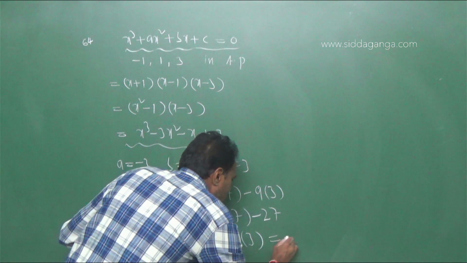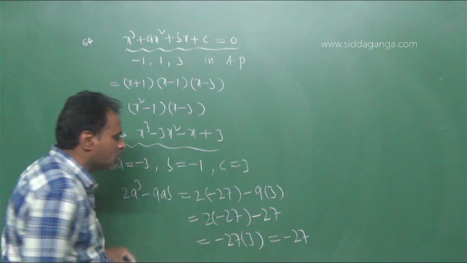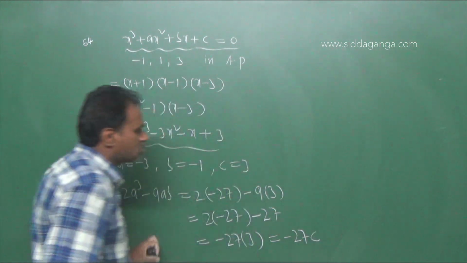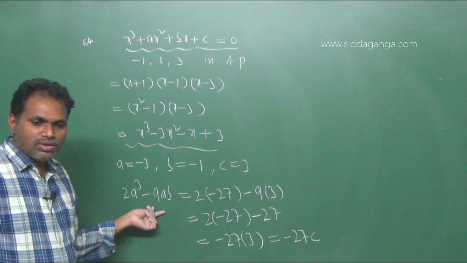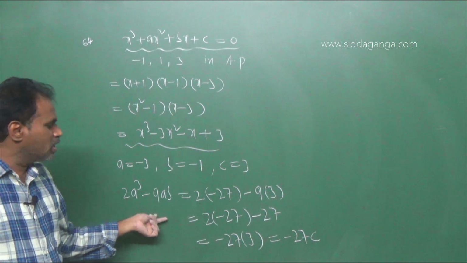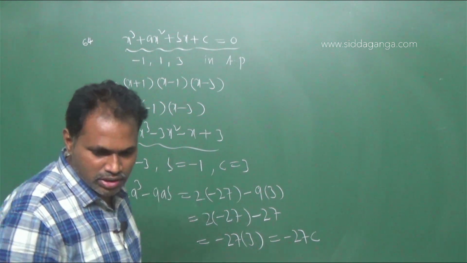Therefore, this you can write as minus 27 into 3. We already know 3 equal to c. Therefore, instead of that 3, write c. Therefore, 2a cube minus 9ab equal to minus 27c. Therefore, option 4 is right. Next question.